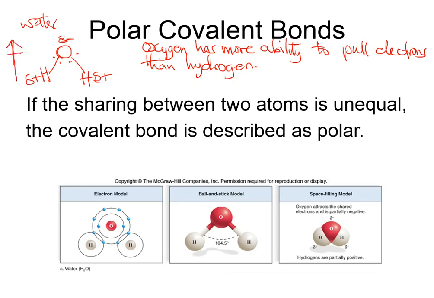So the electrons are moving towards that side, which means this side will be positive, this side will be negative. So having two sides with different charges means the molecule is polar. So this is polar covalent.